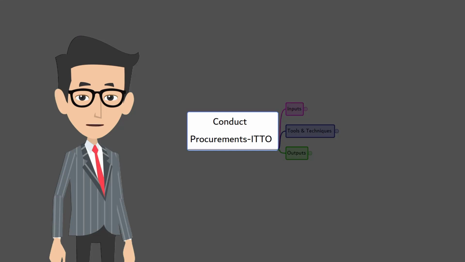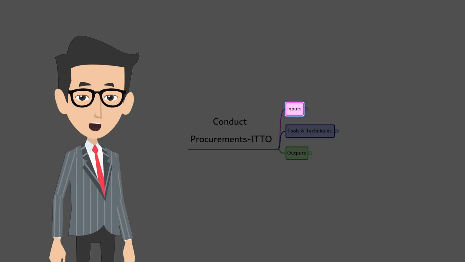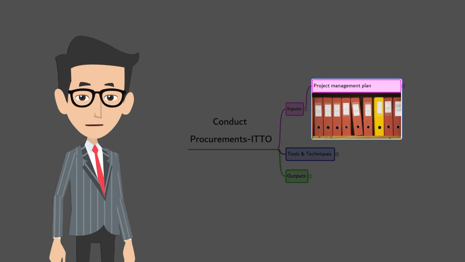All right, let's talk about the ITTOs. First, the inputs. There are 6 in the list. The first one is project management plan. There are 7 components that are part of project management plan used as inputs in conduct procurements.